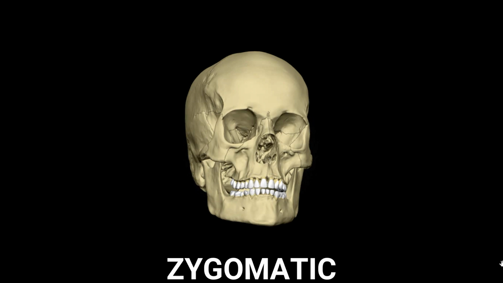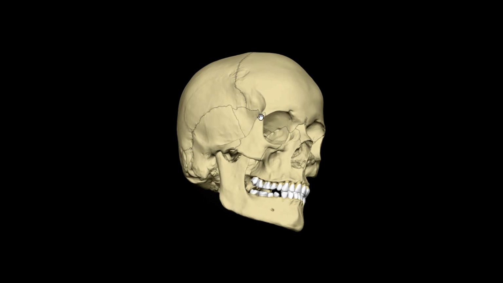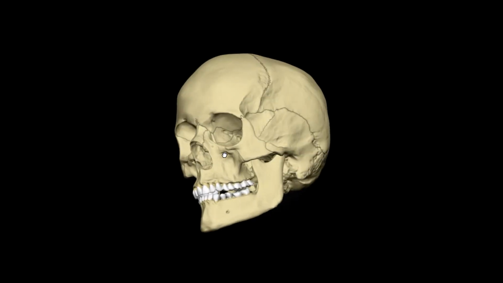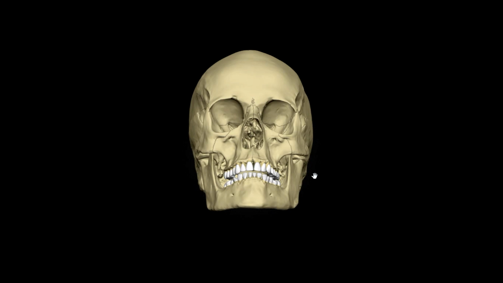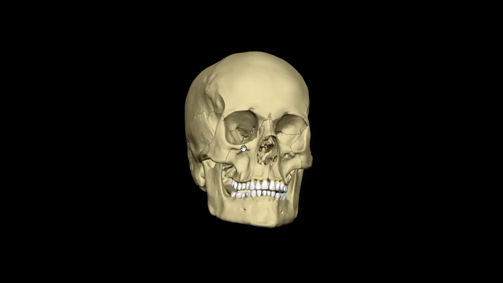Then we have the zygomatic. Which one is the zygomatic? This one. I am outlining with the mouse. This bone here is the zygomatic bone. Then we have the conchae. Conchae also cannot be shown here. Conchae is also 2 in number. Then we have the lacrimal. So lacrimal is around here in the downside of our eye cavity.